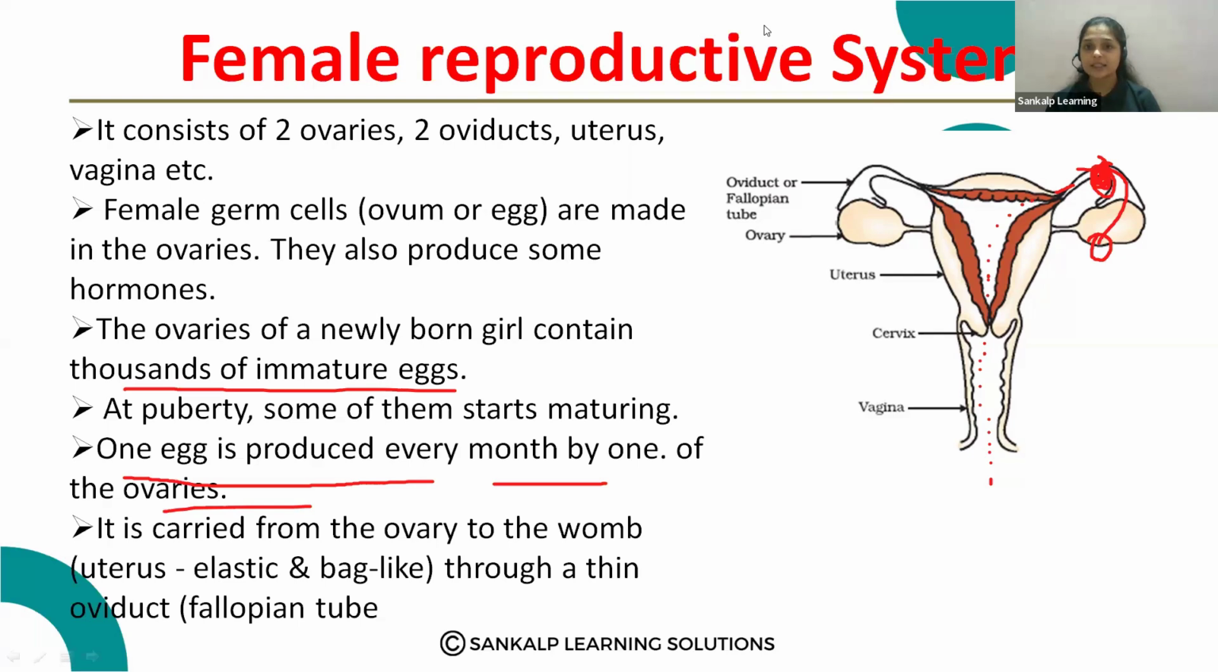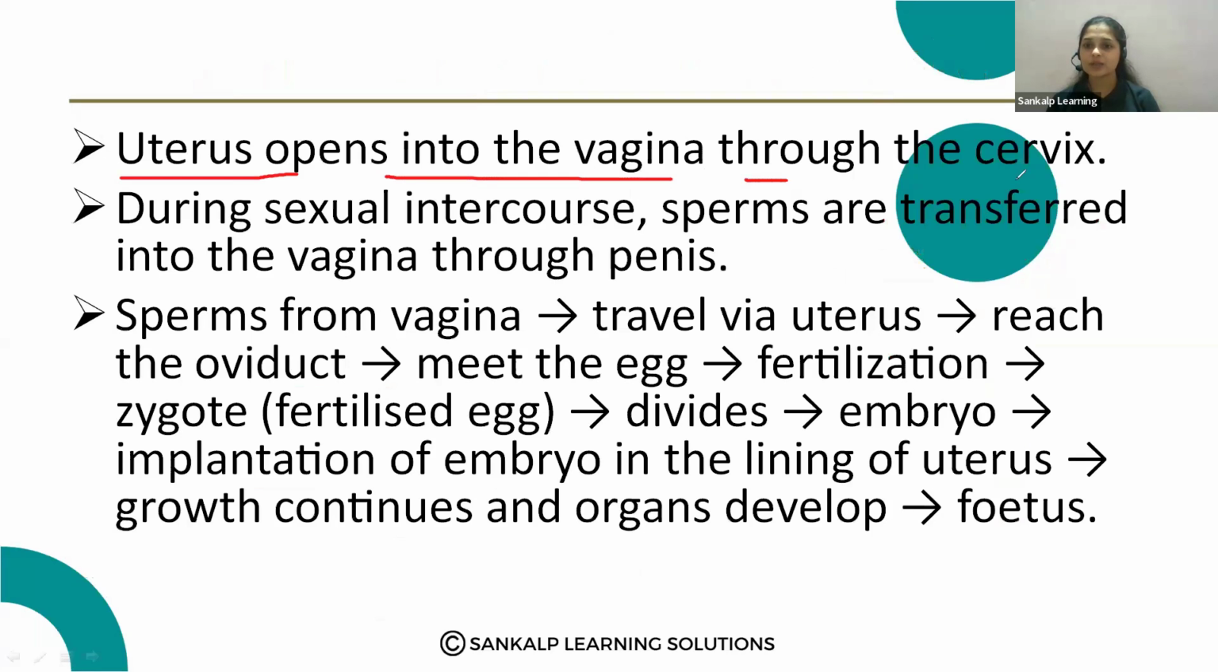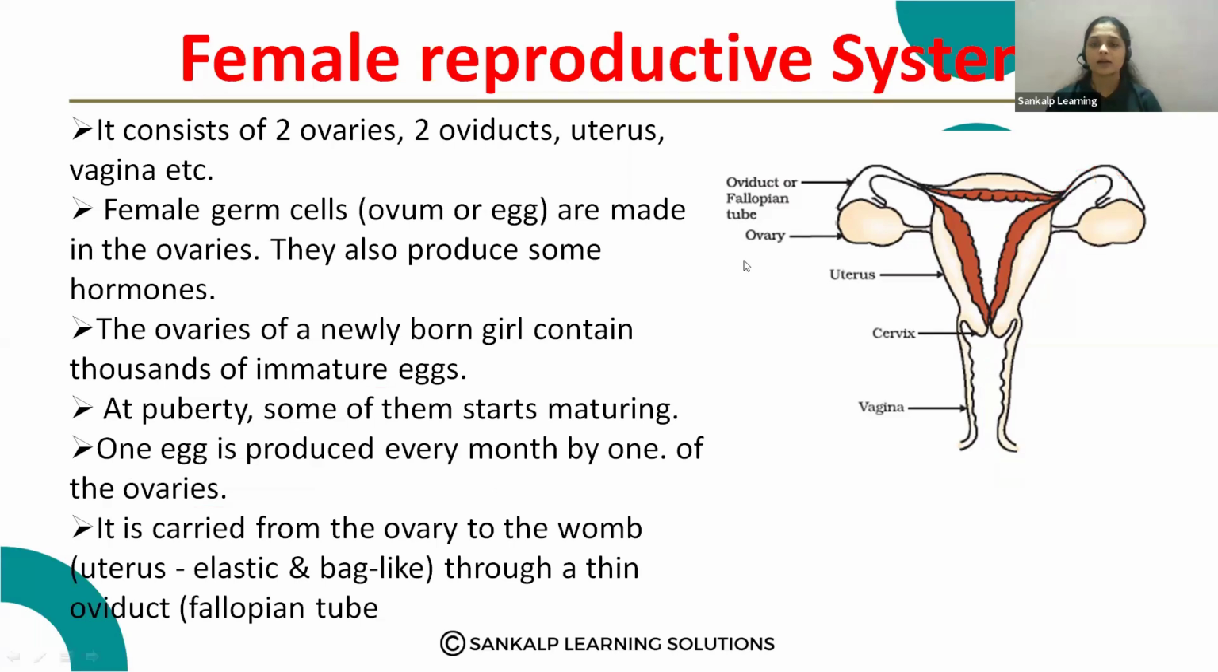How does the fertilization take place? As I said, the uterus opens into the vagina through the cervix. You can observe the uterus opening into the vagina through the cervix. During intercourse, the sperms enter through the vagina. Then they move into the cervix. This part is called the cervix. And they enter into the uterus in this region.